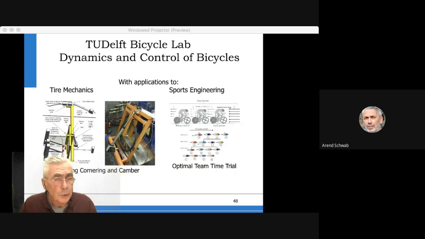We also work on tire mechanics, of course, because the tire is the contact with the ground, very important. With automotive tires, there's a lot known. Professor Pacejka, with the Pacejka tire model, he's from TU Delft. He was one of my mentors. We used some setup there. We made an apparatus to measure camber and cornering stiffness of tires.